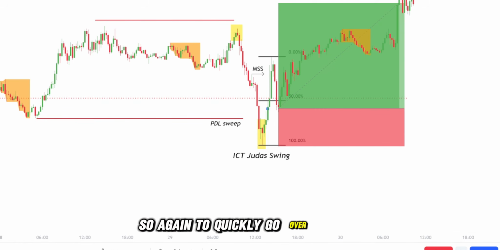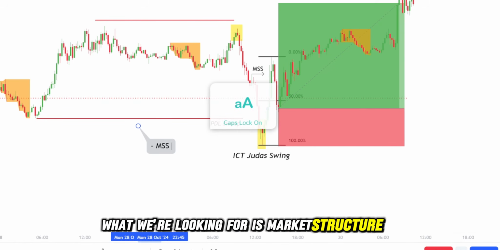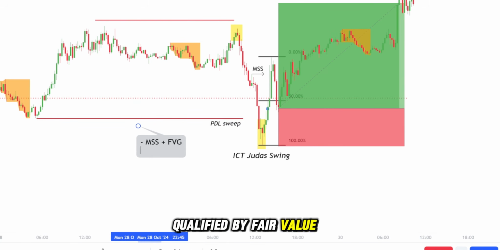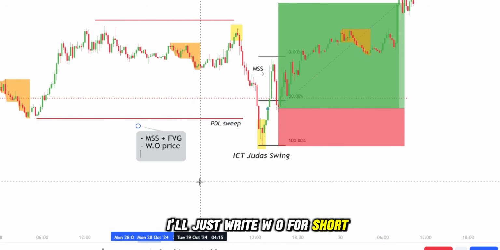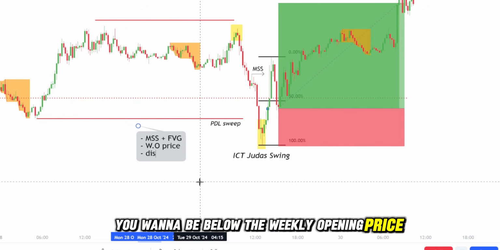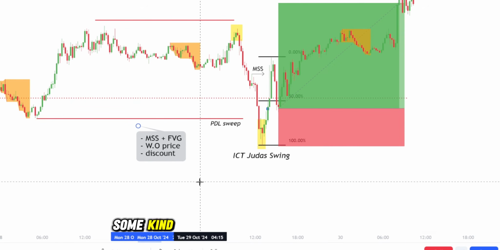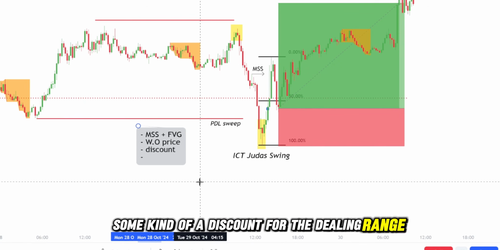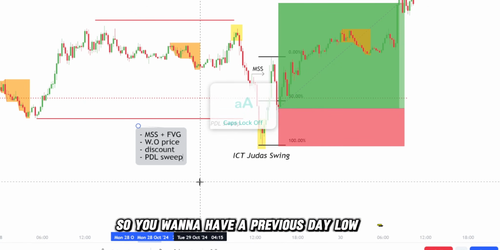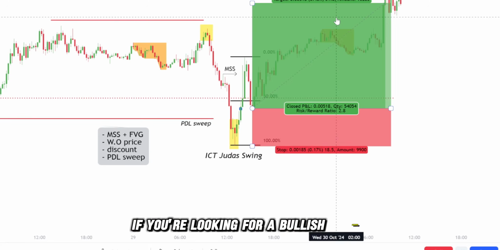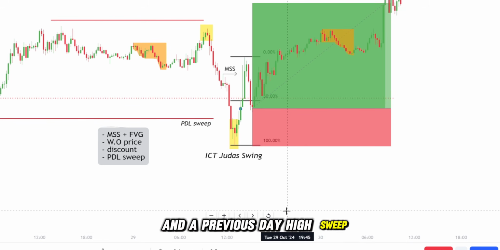So again, to quickly go over the rules, what we're looking for is a market structure shift qualified by a fair value gap. You want to have the fair value gap ideally below the weekly opening price. I'll just write WO for short. So market structure shift, fair value gap, you want to be below the weekly opening price. You want to see price retrace into some kind of a discount for the dealing range. And you want to sweep a previous day low. So you want to have a previous day low sweep if you're looking for a bullish scenario, and a previous day high sweep if you're going for a bearish scenario.